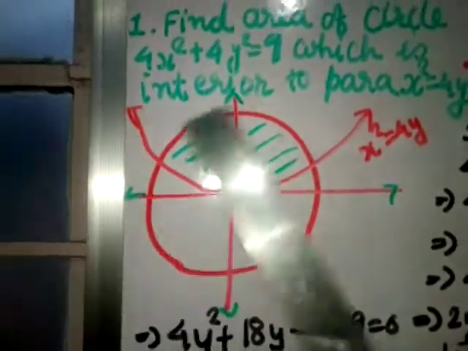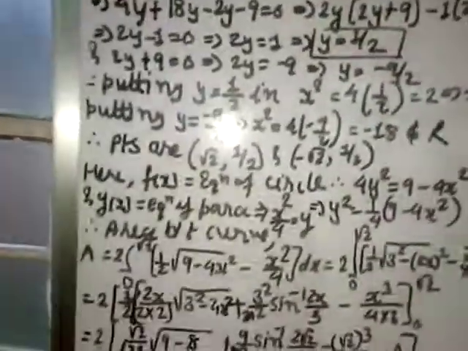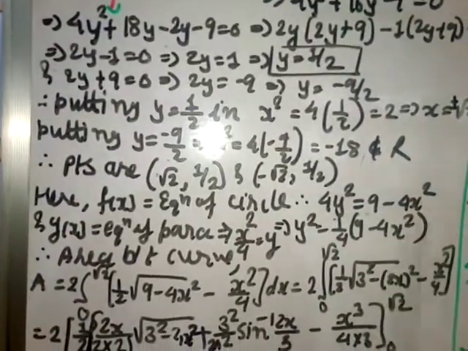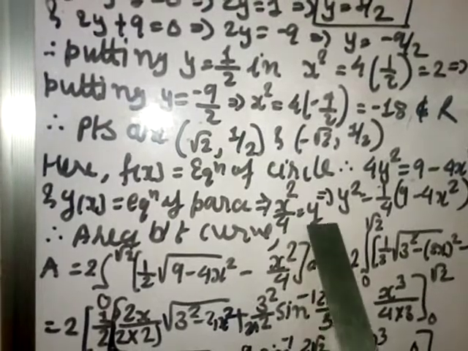So I will take the equation of the circle as f(x) and the equation of the parabola as g(x). Between them I have to take the difference and I will get this area. Here f(x) is the equation of the circle, 4y square is equal to 9 minus 4x square, and g(x) is the equation of the parabola, x square by 4 is equal to y.